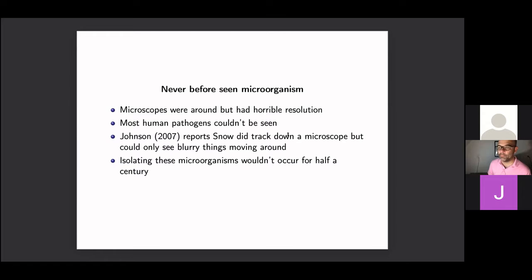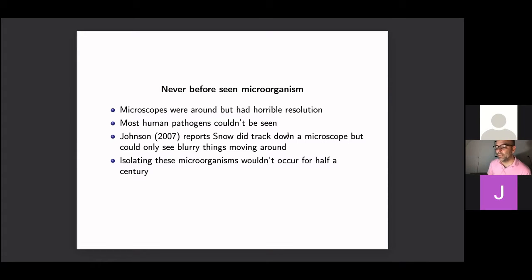So there were microscopes back then. Jon Snow actually does get a microscope at one point, but their resolution was very poor. You couldn't really see a whole lot with them. The advances in optics were still to come. So most human pathogens can't be seen, and so no one had ever seen a microorganism before. They didn't know about germs or viruses.